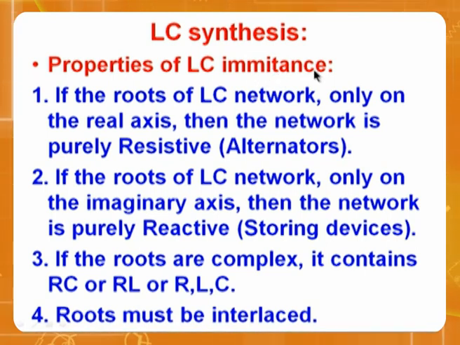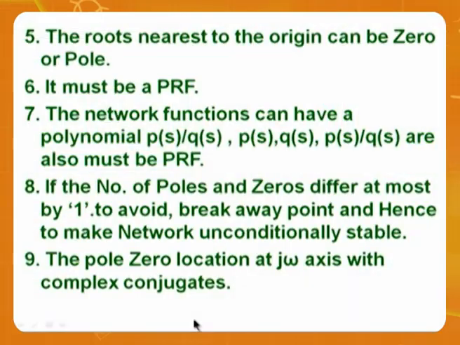Properties of LC immittance function. First one: if the roots of the network are only on the real axis, then the network is called purely resistive. If the roots are on the j omega axis, it is purely an LC circuit. If the roots are complex, it contains RC, RL or RLC. All the roots must be interlacing. Interlacing means alternating one after the other. Fifth one: the root nearest to the origin can be a zero or a pole. Why can it be a zero or a pole? Because this is valid for impedance as well as admittance.